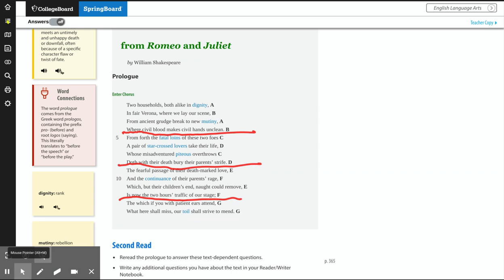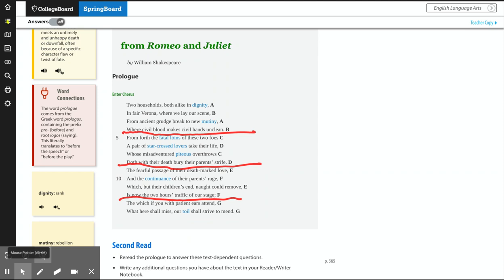And then I just need to check, is it iambic pentameter? So those iambs, 2 footsteps in 5 paces. So 10 syllables per line. I'm going to count them. "2 households, both alike in dignity" is 10 syllables. And each line has 10 syllables.